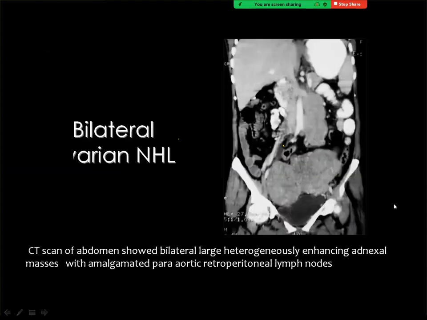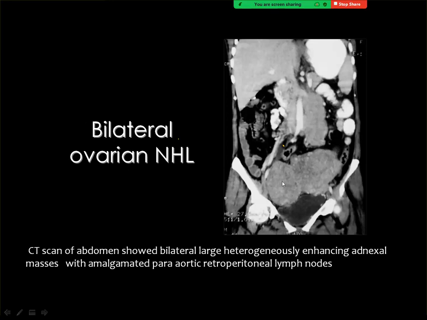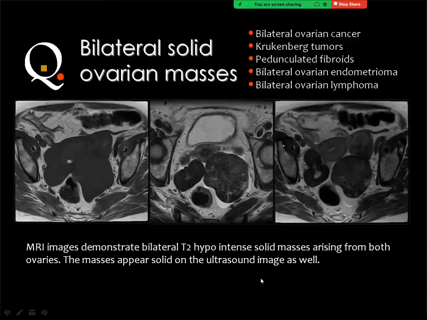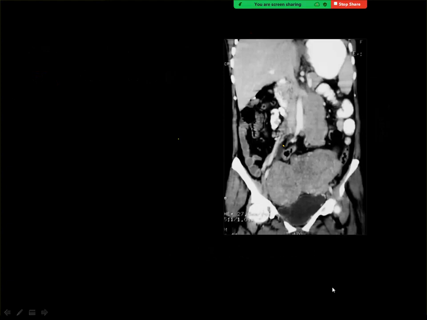this is an example of bilateral ovarian non-Hodgkin lymphoma, two big masses in the region of the ovary, as well as enlarged, bulky, homogeneously enhanced lymph nodes. The previous case is not histologically diagnosed, but if you are confronted by a similar case in the exam, you provide the differential diagnosis that I have said, including bilateral ovarian cancer, Krukenberg tumor, pedunculated fibroids from the uterus, bilateral ovarian endometrioma, and bilateral ovarian lymphoma.